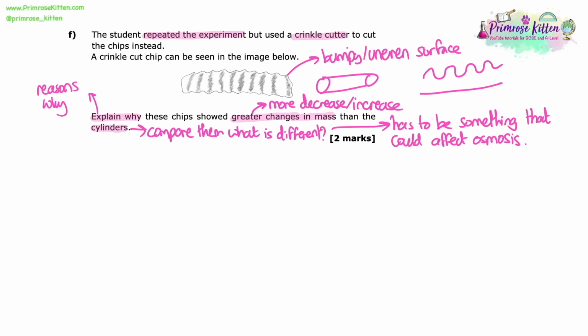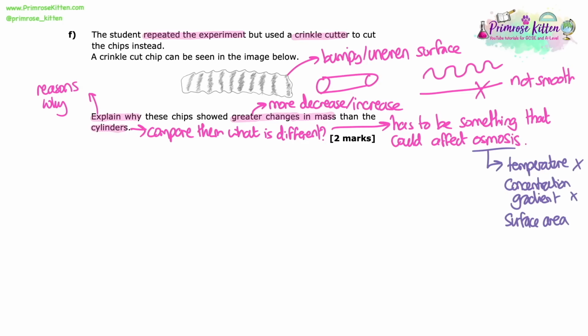So the crinkle cut chips have a bumpy or uneven surface. So they're kind of all folded and bumpy. They've got these kind of ridges as opposed to being smooth and straight like the cylinders. So if we think about the three things that can affect the rate of osmosis, we've got temperature, concentration gradient, and surface area. So clearly, this image has been given to you for a reason. The description of it being crinkle cut there is a reason, and this is about surface area. We're not changing the temperature, we're not changing the concentration gradient. All they changed was the surface area of the chips.